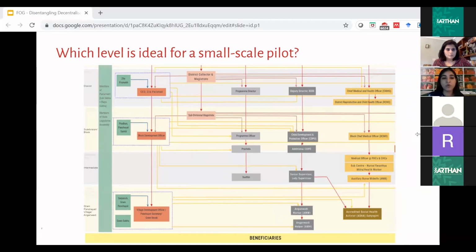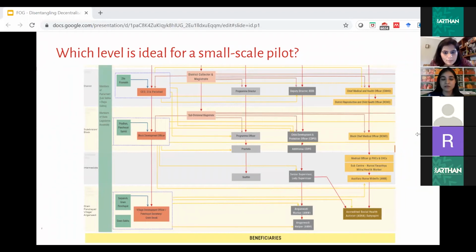So even when you know how these 3Fs are working and how they're decentralized in one state, it doesn't mean that you can just pick up that learning and implement it in another. This is because the states also have the discretion on how they want to decentralize. And just because it's been done on paper doesn't mean that it's actually being done in reality.